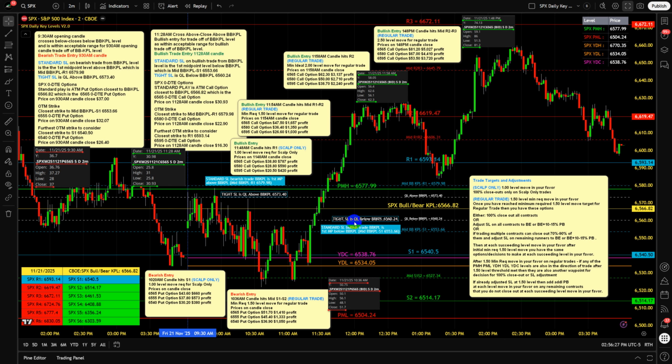Now, as far as the stop losses. The tight stop loss on this bullish trade from the bull bear KPL is the QL below. The standard stop loss is going to be the first midpoint below, which is this level here. Again, regardless of whether you use at the money or out of the money options, you're going to use the same stop losses on the trade, whether you use the tight stop loss or the standard stop loss, as the stop losses on initial trade entries are level based.